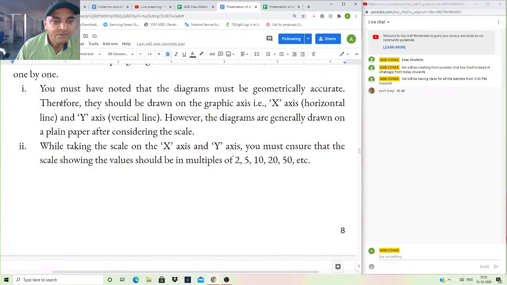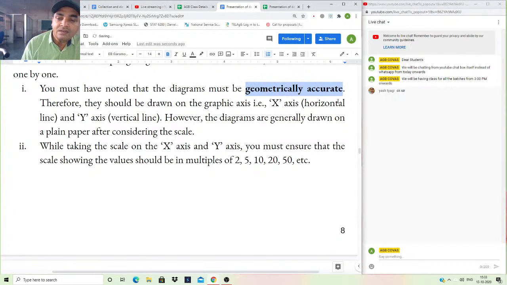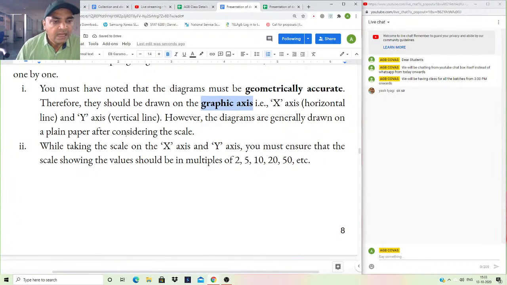So you must have noted that diagrams must be geometrically accurate. It is not like that we will make one thing of 1 centimeter and another of 1 feet. So they should be in relation to each other and they should be geometrically accurate. Therefore, they should be drawn on a graphic axis. So in a diagram, there is a graphic axis, that is, one is the x-axis, the horizontal line, and the other is the y-axis, which is known as the vertical line.